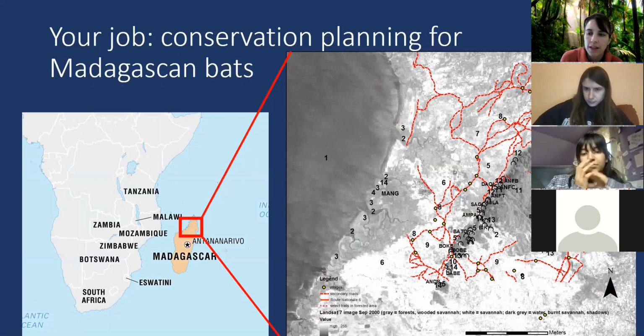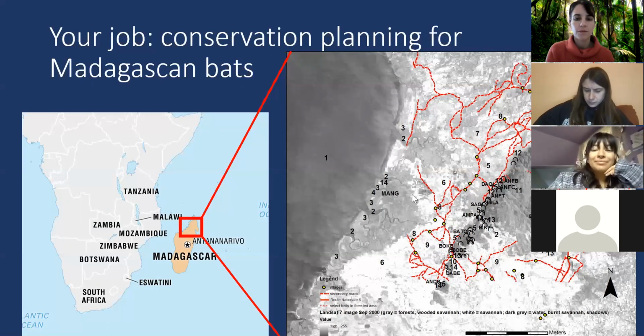It's kind of annoying the way they labeled them, actually. But the letters M-A-N-G right here, that's just the name of the roost site that they found there.